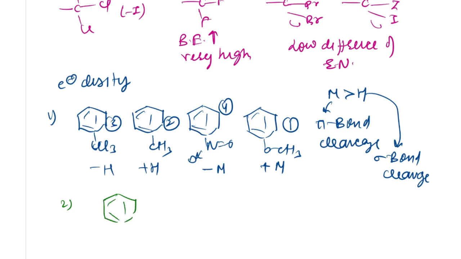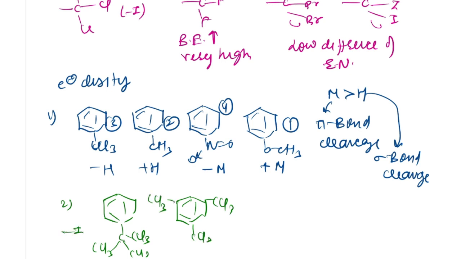Now the second case: we have CCl3 here, and here we have CCl3 in another position. So here we have the minus I effect rather than the minus H effect. So the answer will be like this. With minus H, the electron density will be more in the first one, because the second, with minus I, has less electron density as compared to the first. The first has less powerful withdrawing group, instead the second one has a more powerful withdrawing group.